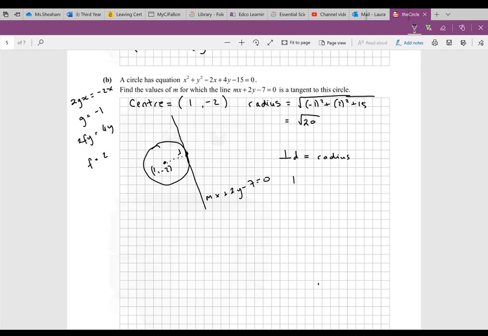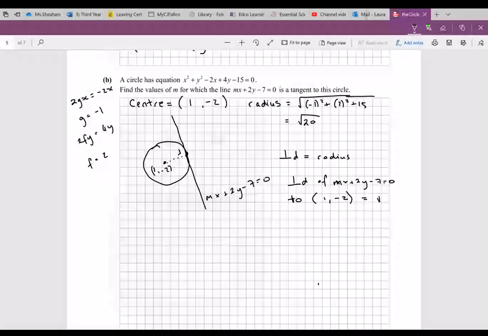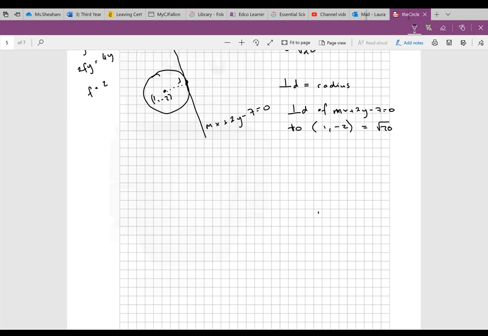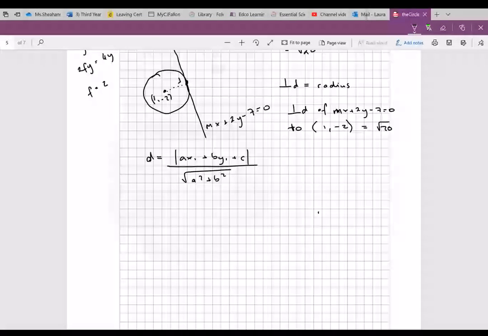Okay, so I know that the perpendicular distance of mx plus 2y minus 7 is equal to 0 to the centre point 1, minus 2 is equal to root 20. So I'm going to use my perpendicular distance formula, which tells me that distance, which is now root 20, is equal to ax1 plus by1 plus c over root a squared plus b squared.